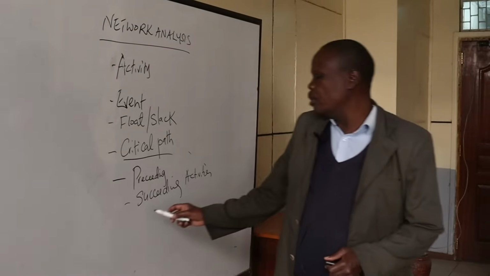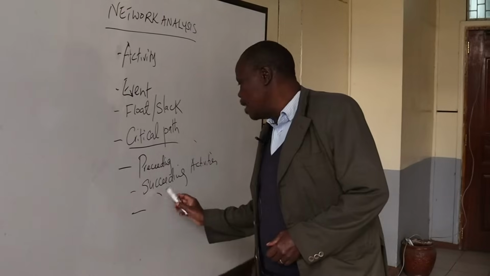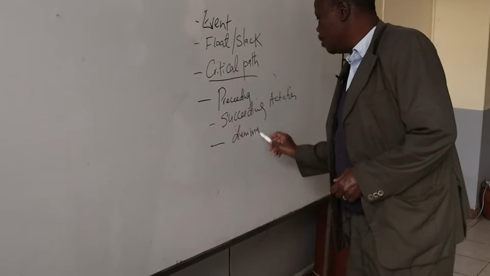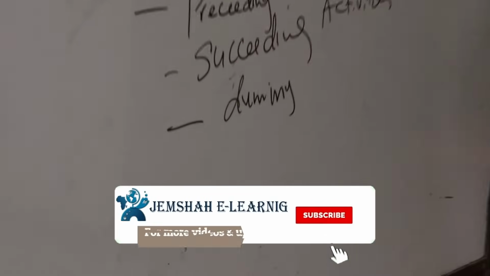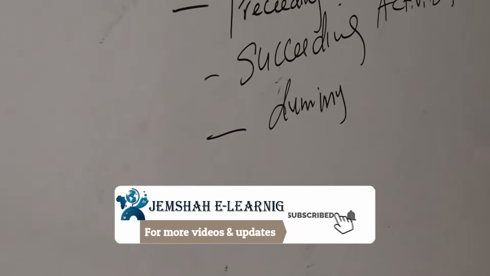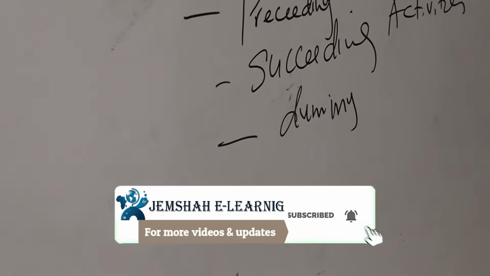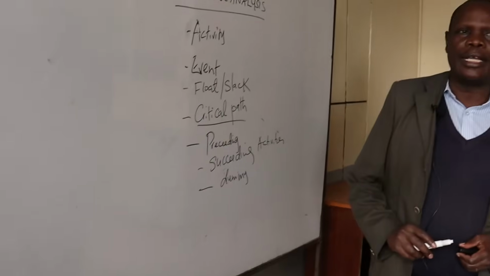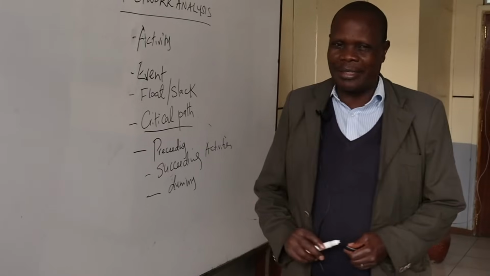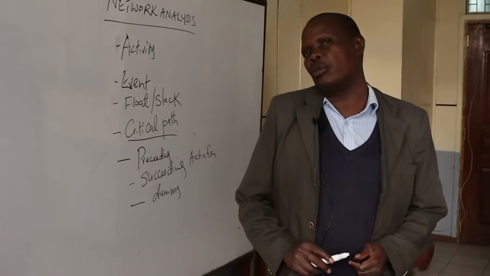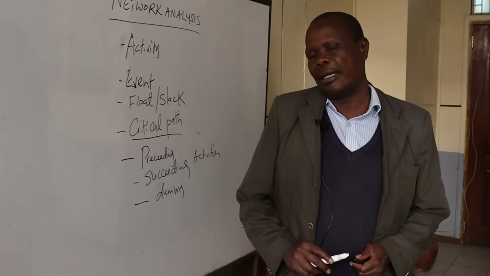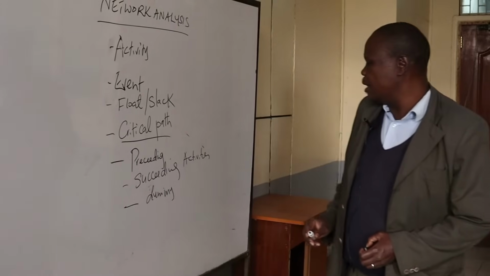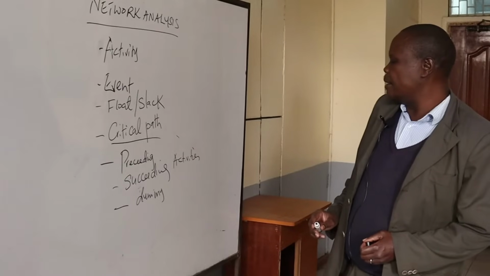Then the other terminology is known as dummy, which we will be determining in a project. Dummy activities are the activities in a network which occur simultaneously at the same time, and they do not consume time or resources. In a network diagram, we always represent dummy activities using dotted arrows, as we will see later in the next lesson. Now, these are basically the terminologies which we will be using in network analysis.